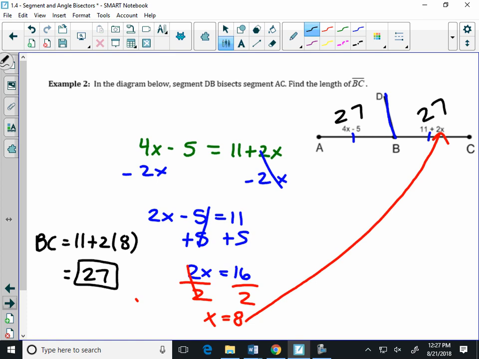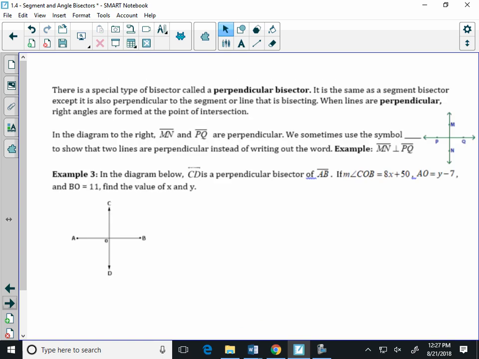Questions over that? Whenever you see bisector, just set the two pieces equal to each other. Okay. Question. There's a special type of segment bisector we're going to talk about, and that special type of bisector is called a perpendicular bisector. So it's still cutting a segment in half.